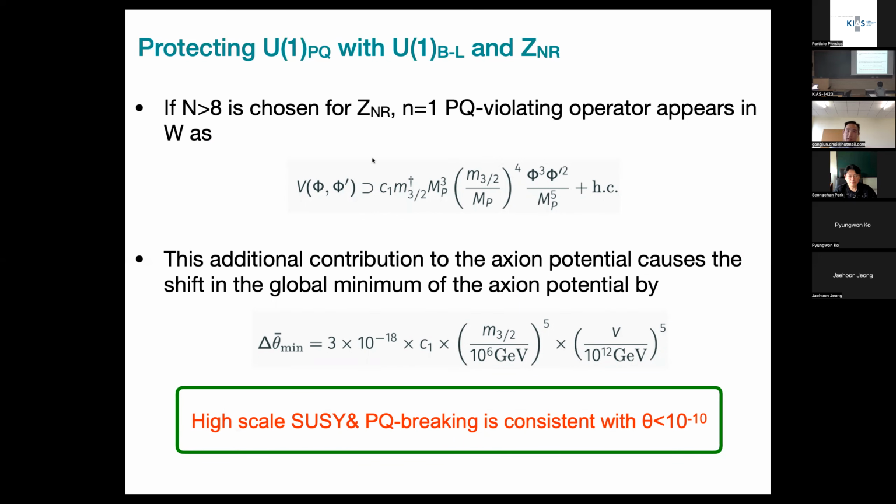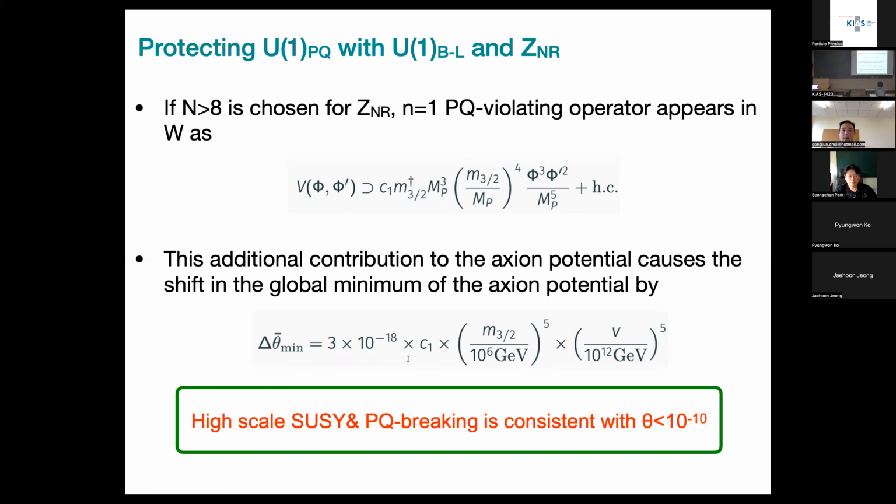But then for this leading operator, you can go through the estimation for the axion potential shift, the shift that occurs for the potential minimum, and that is given by this gravitational mass, of course, and the breaking scale for U1 Peccei-Quinn and the U1 B minus L, which I identify with the V here.